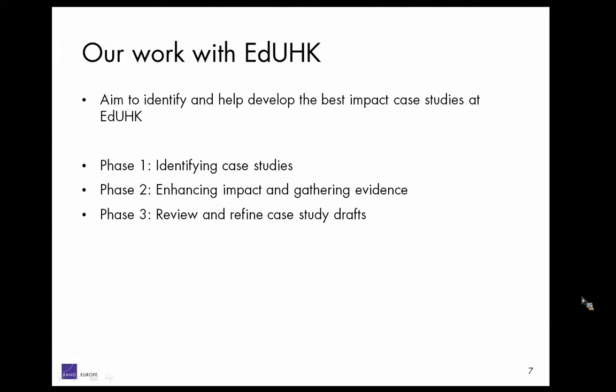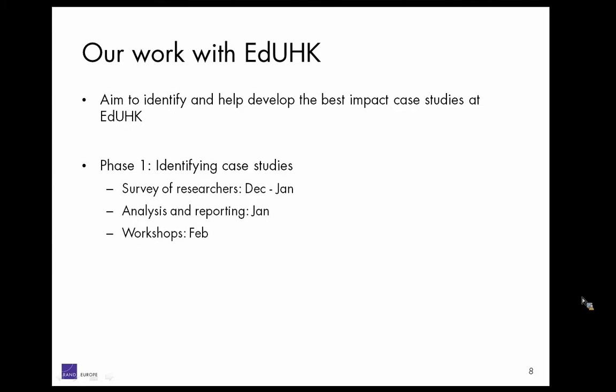In the remainder of this presentation, we're going to focus on the work in phase 1 of the process. The aim of phase 1 is to identify the impacts that researchers at the university are having through a survey of researchers that's going to be conducted over the next month. We'll then analyse the findings of that survey and produce a summary report which will set out key areas of impact by unit of assessment and identify potential case studies.